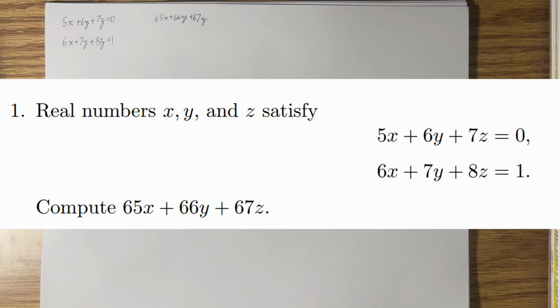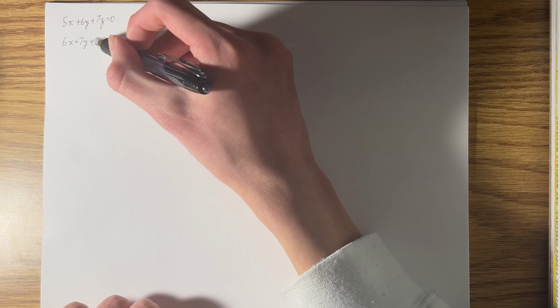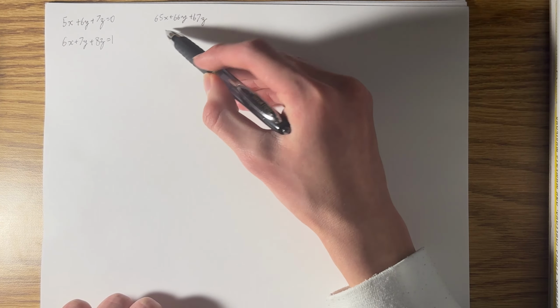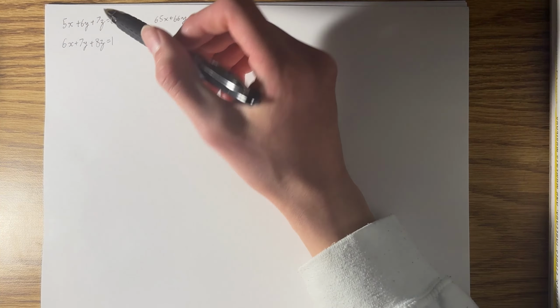So in our problem 1, we have that 5x plus 6y plus 7z equals 0 and 6x plus 7y plus 8z equals 0. And our goal is to find 65x plus 66y plus 67z. You may realize that there are only 2 equations but 3 unknowns, so we can't actually find a specific solution for x, y, and z.